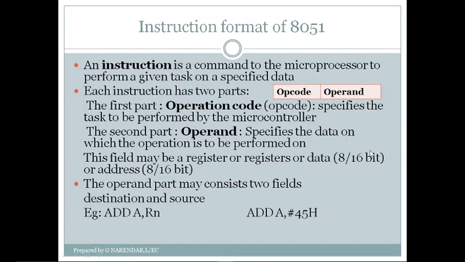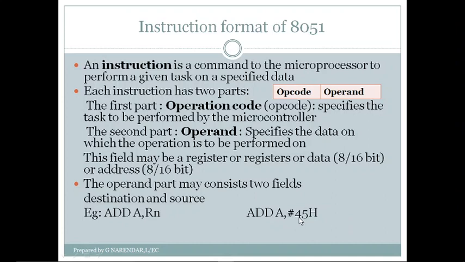Similarly, we have the second example, ADD A, #45H. Here the first part of the instruction is ADD, which is the opcode part, and which tells again the microcontroller that it is the addition operation that is to be performed. Next, the remaining part is the operand part, where here it is a register and an 8-bit data. Here it is 45H. 45 is the hexadecimal number. The H specifies that 45 is a hexadecimal number.